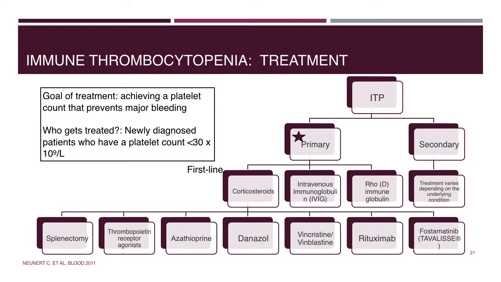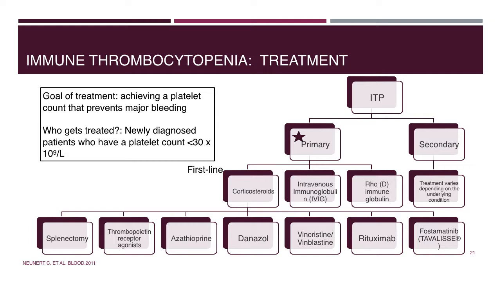The treatment of primary immune thrombocytopenia is listed here, and we'll talk about the majority of these therapies. But the thing I wanted to point out is the goal of treatment is just achieving a platelet count that prevents major bleeding for these patients. And so those that get treated are the newly diagnosed patients who have a platelet count of less than 30. And the decision to treat is really based on the patient's severity of bleeding, their bleeding risk factors such as hypertension, age, their activity level, as well as likely side effects from the treatment and their preference.